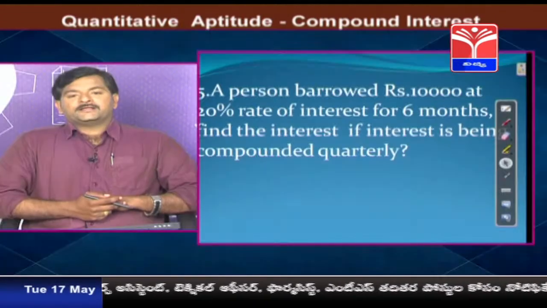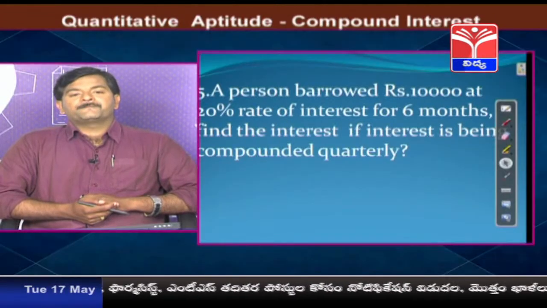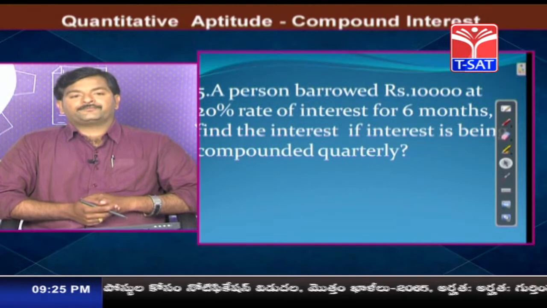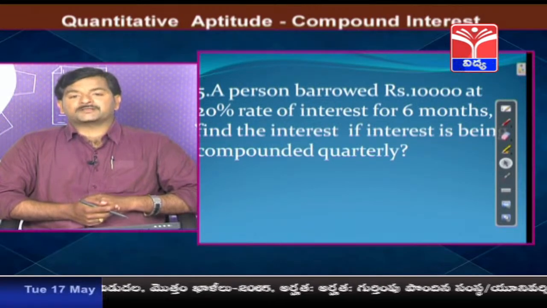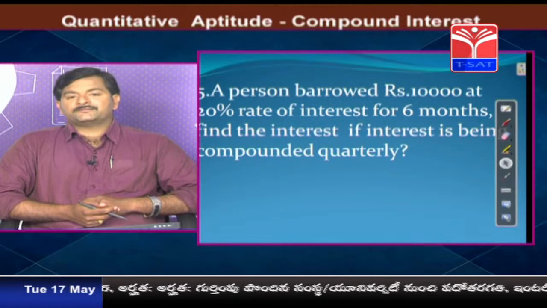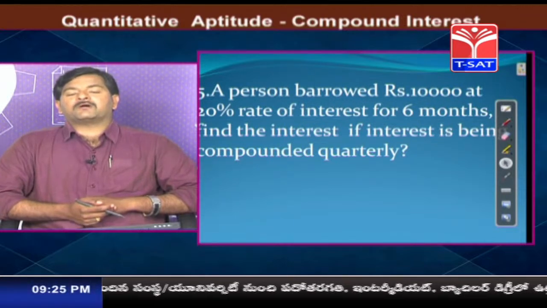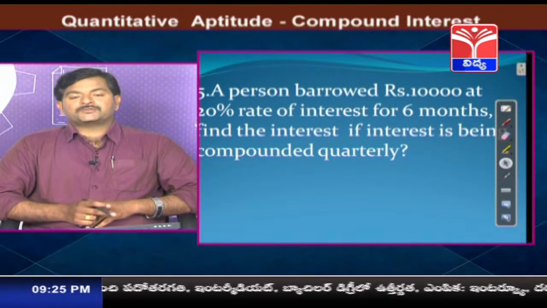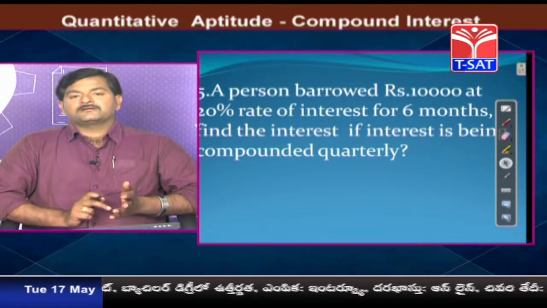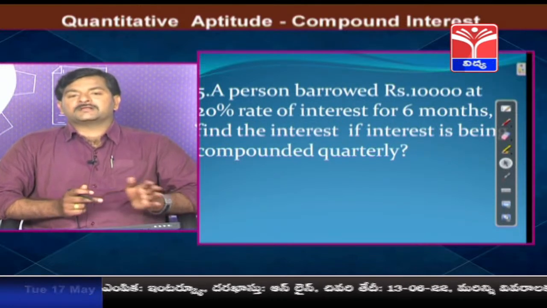Now we move on to the next question. It is also a very interesting question. Observe here. A person borrowed rupees 10,000 at 20% rate of interest for 6 months. Find the interest if interest is compounded quarterly. In the previous question, borrowed for 9 months, interest compounded quarterly, that's why 3 times. So here he borrowed the amount for 6 months, but interest is compounded quarterly.